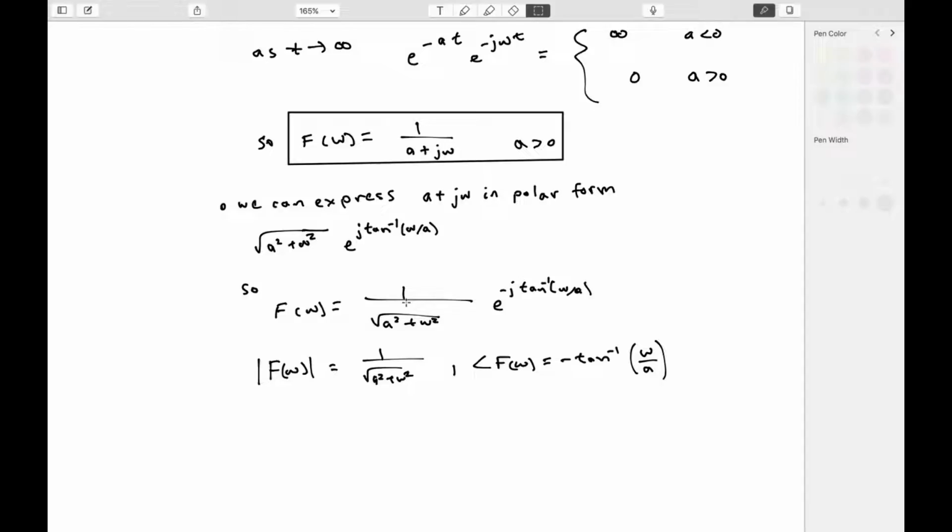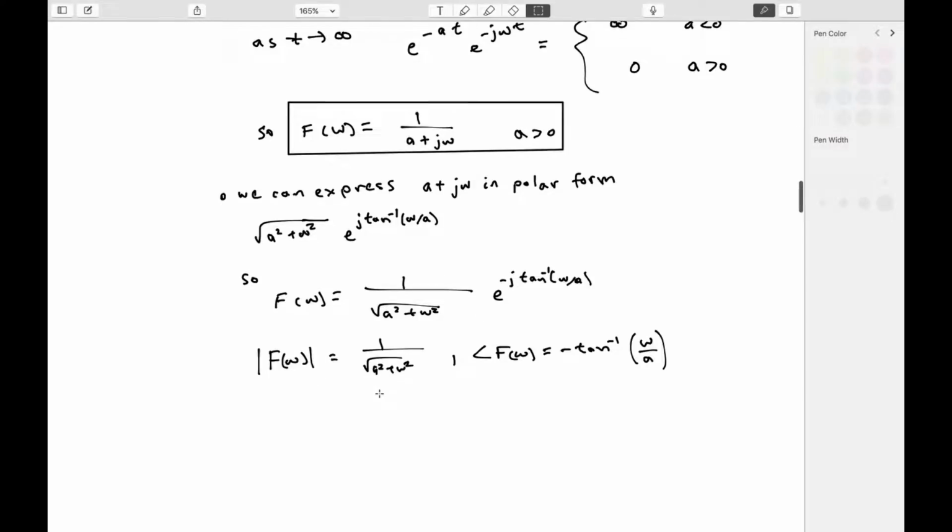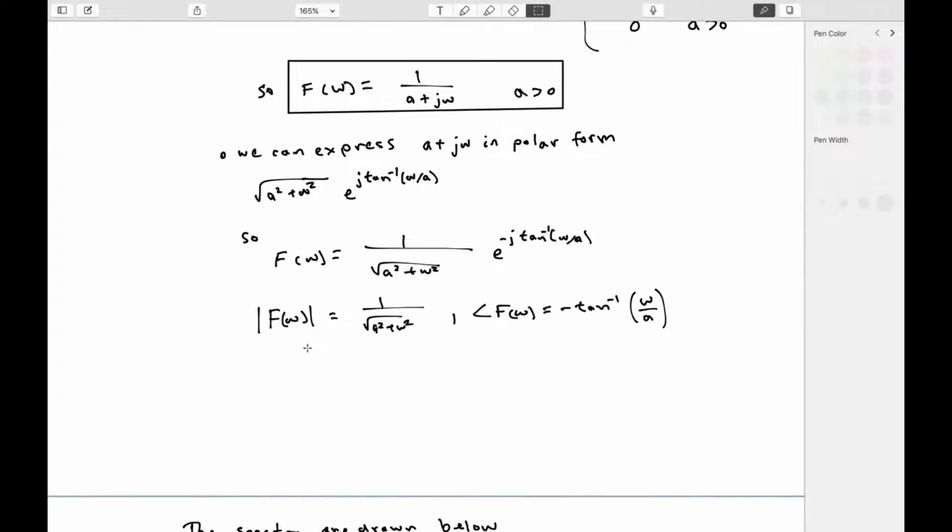Now, I realize that's on the bottom of my fraction, so F of omega is going to be 1 over what I just found, and I know that if I would like this exponent to be pulled up, I can just change the sign. All right, so what that means then, if I take the magnitude, is that the thing over on the left is the magnitude, and the angle is the negative inverse tangent of omega over a.